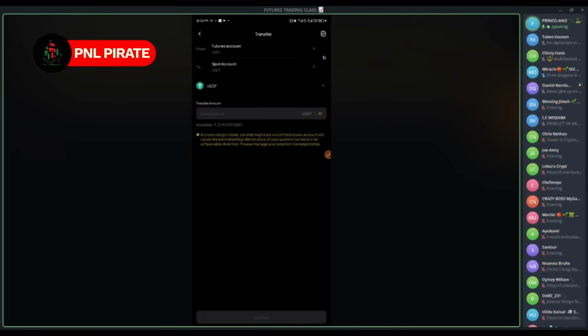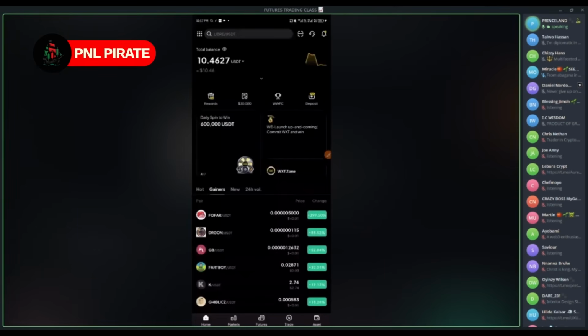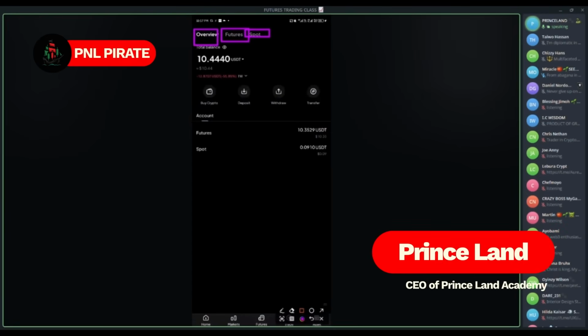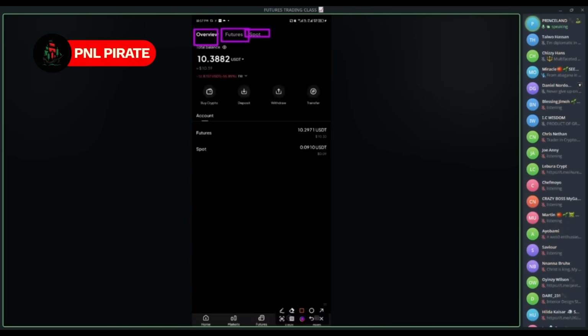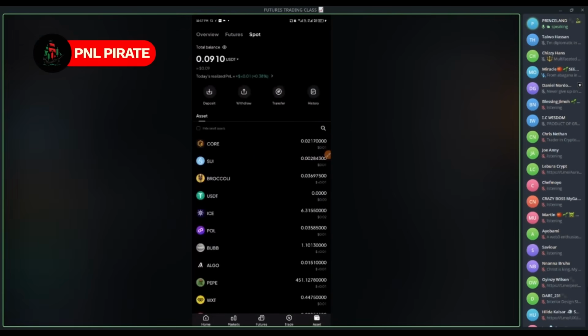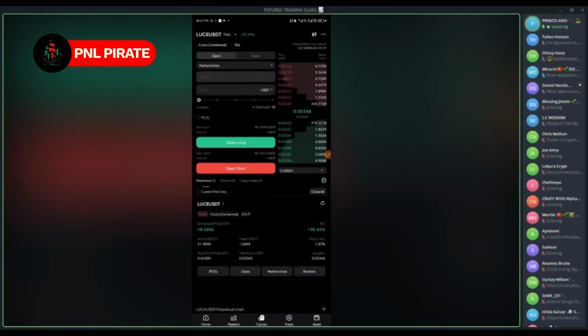Do you understand? So if you come to the home page, this is what you see. You come to assets. You see spot here, features here. This overview simply means the total of both features and spot. Overview is just like the overall balance. You see the overall balance. But when you click on features, you only see the features balance. When you click on spot, you only see the spot balance. Do you understand now? Okay. So we'll go to features.